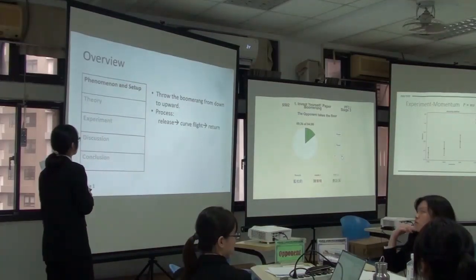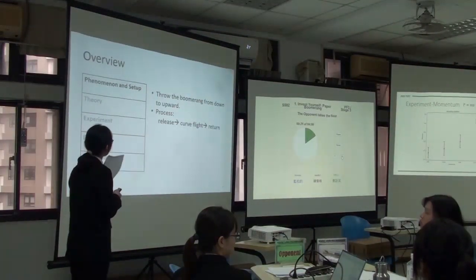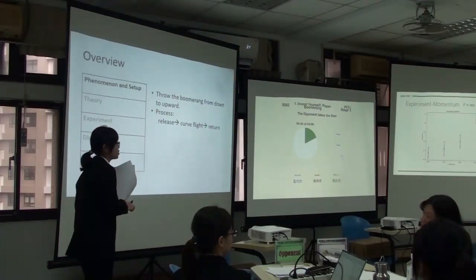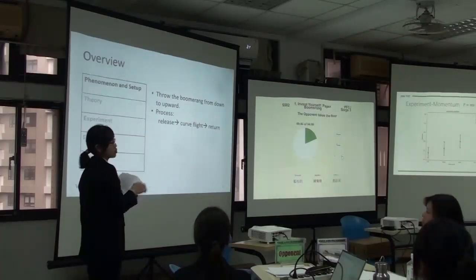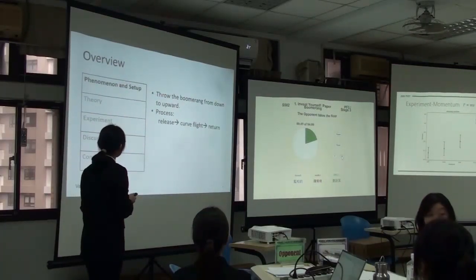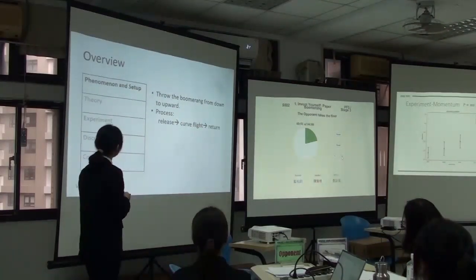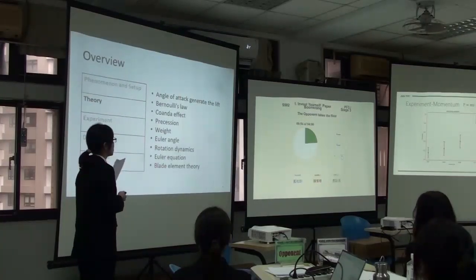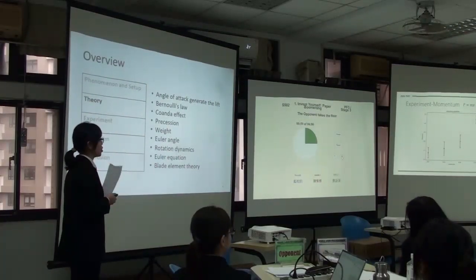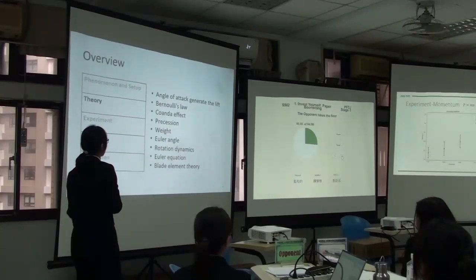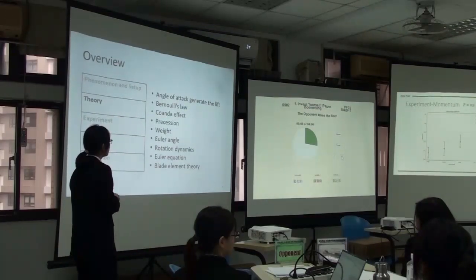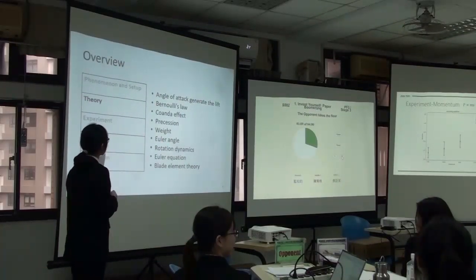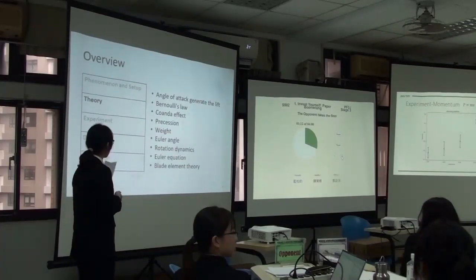Here's the overview. The first part is the phenomenon and setup. The reporter throws the boomerang from down to upward, like this way, not this way. The process is release, curved flight and return. The theory is angle of attack and generating lift, but I think there is some problem about that, and I will discuss it later. There's also Bernoulli's law, but I think Bernoulli's law may only be used in a single airflow. And the counter effect, I think this one is right, and precession, weights and Euler angle.